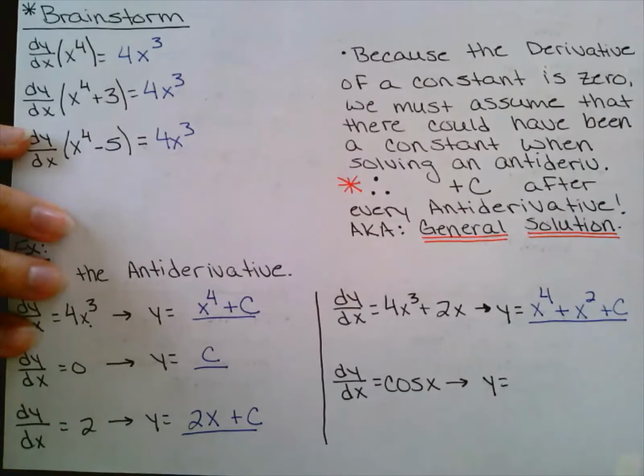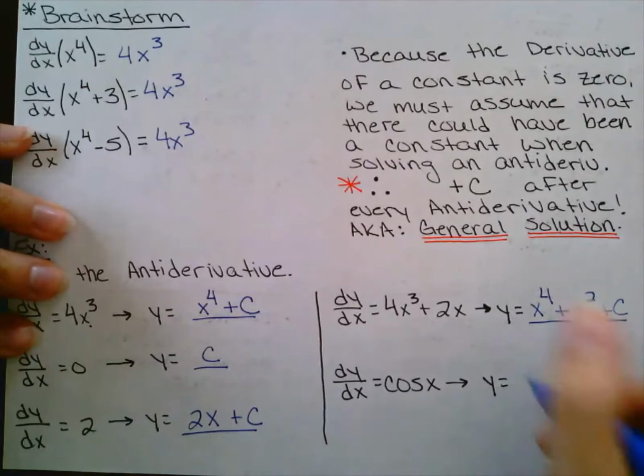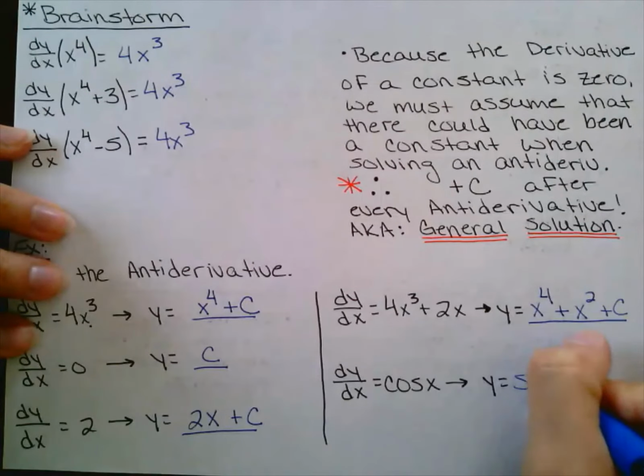Let's see one more of these. The derivative would have given me cosine, so what was my original function? If I think back to my derivative rules of trig functions, I know that the derivative of sine is cosine. Therefore, the antiderivative of cosine must be sine.